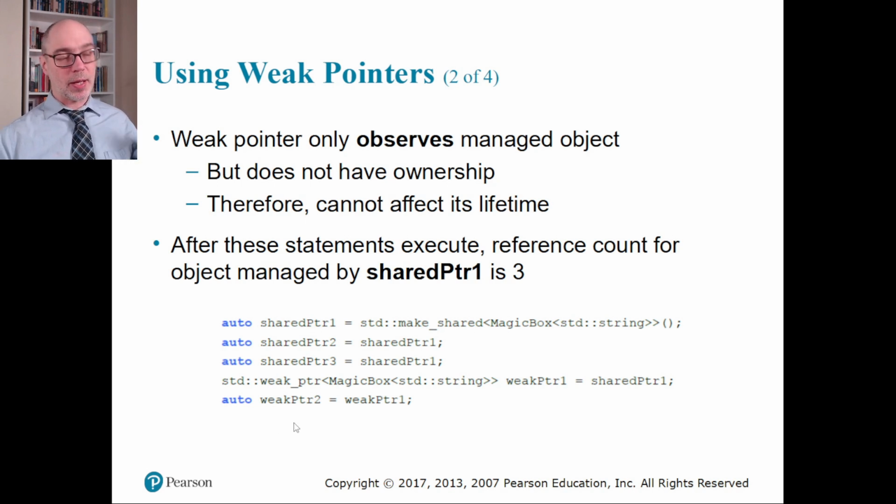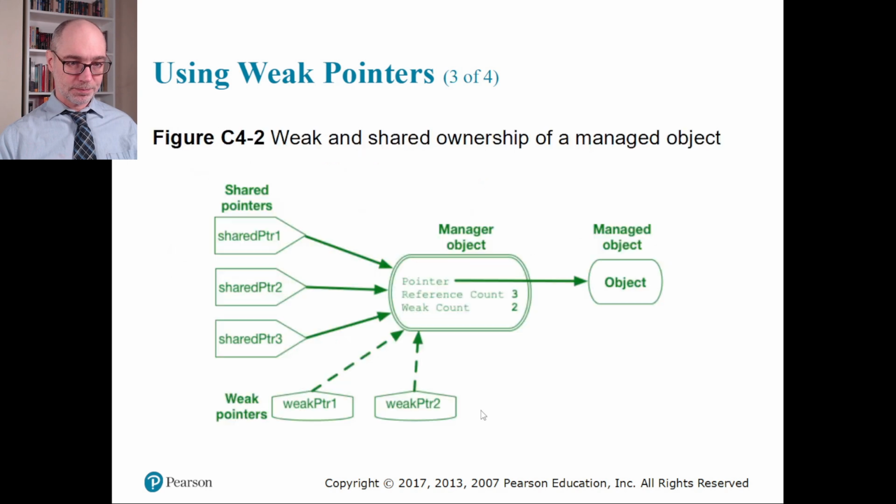So at this point, you actually have 5 different pointers referencing this object. But as far as the reference count goes, it only pays attention to the shared pointers. It just ignores the weak pointers. And the reference count will be 3 here.